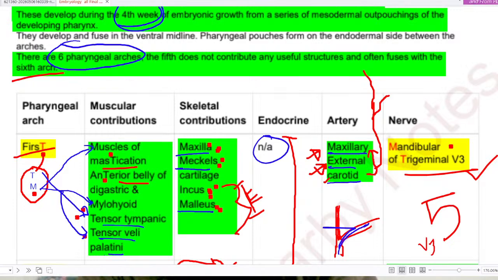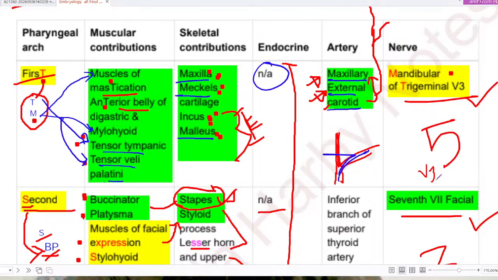And the nerve, which one? This is the mandibular division of the trigeminal nerve. Mandibular division of the trigeminal nerve, we can call it V3, V3 of 5.